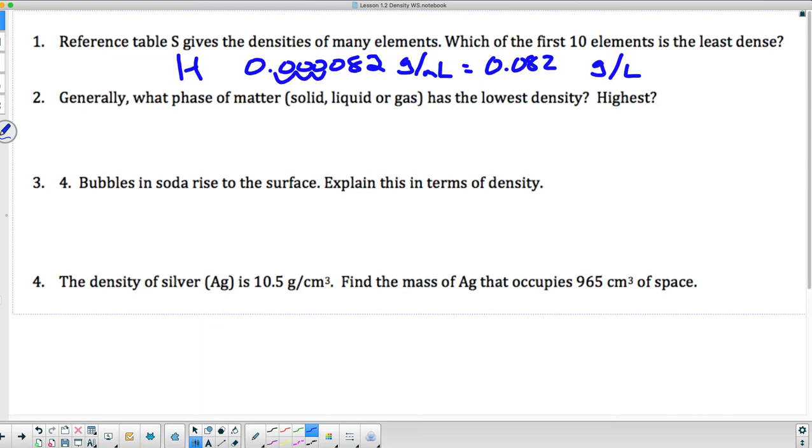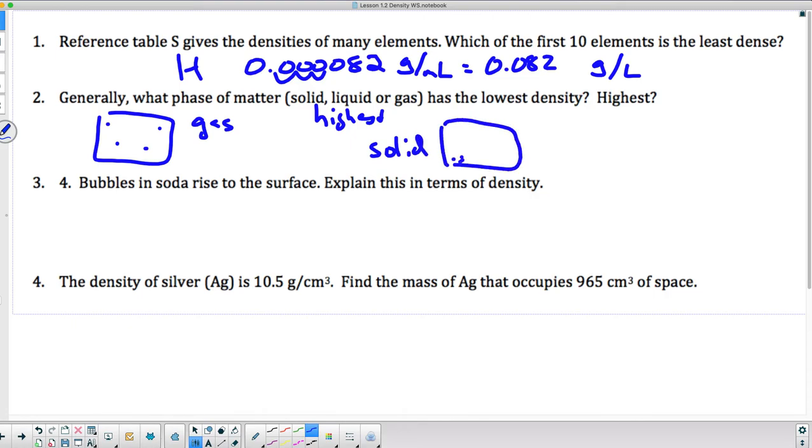Generally, what phase of matter, solid, liquid, or gas, has the lowest density? Of course, gas has the lowest density because the particles are spaced so far apart, which we'll talk about later on. That would be a good example of a gas. And then the highest density would of course be solid, because they are packed together in a way where they are immovable. So they are all stuck together at the bottom of a container because of gravity, like that. And that would be a solid for the highest. Lowest, of course, would be for gas.